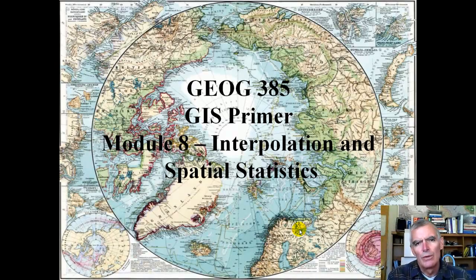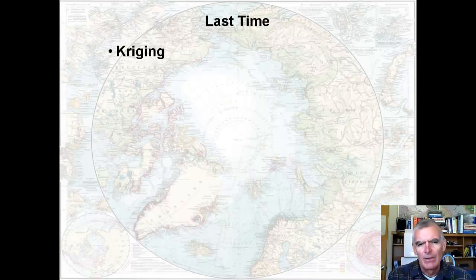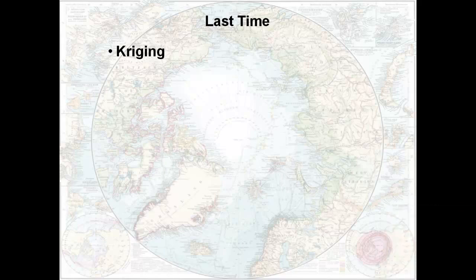Welcome back. We're chugging along in Module 8 talking about interpolation and spatial statistics. Last time I talked about kriging. Remember, that's the interpolation method that uses statistical approaches. There are a lot of assumptions you need to meet to be able to do kriging well, and if you've met those assumptions, then you'll be able to do a really good job of interpolating.